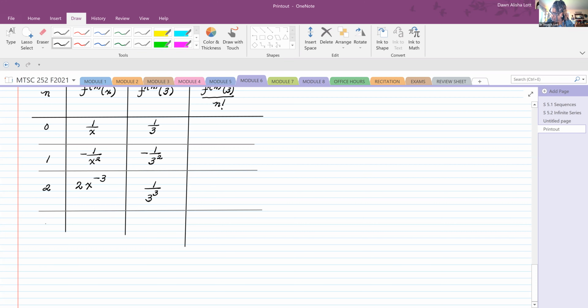The next one, n equals 3, when I take the derivative, I'm going to get negative 3 times 2 times x to the negative 4th. So now let's be clever here. 3 times 2, that's starting to look like a factorial. I'll just write it as negative 3 times 2 right now, over 3 to the 4th. We have a little bit more we can do before we're so rudely interrupted by the end of class.